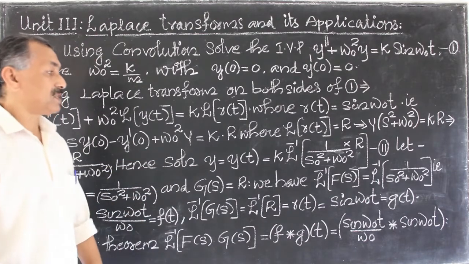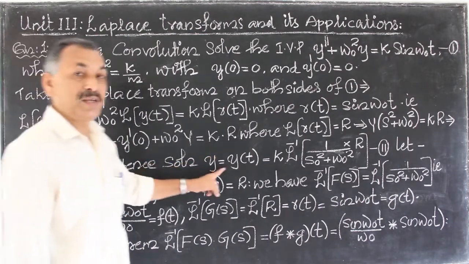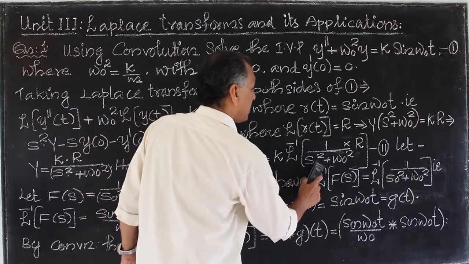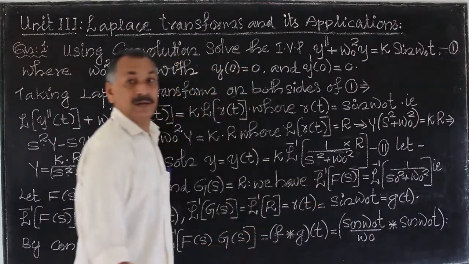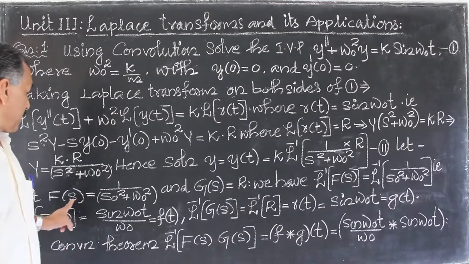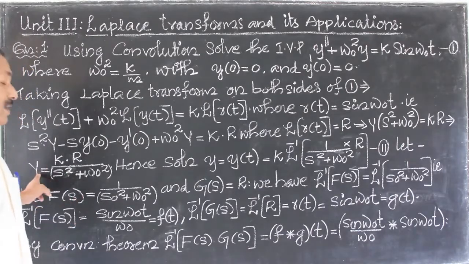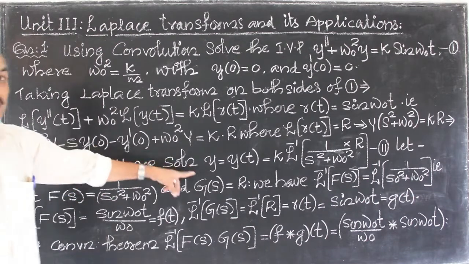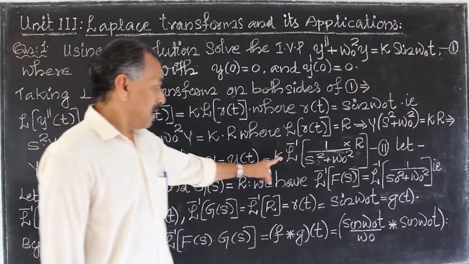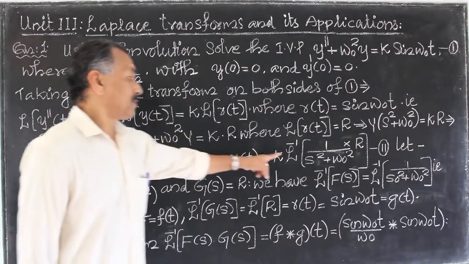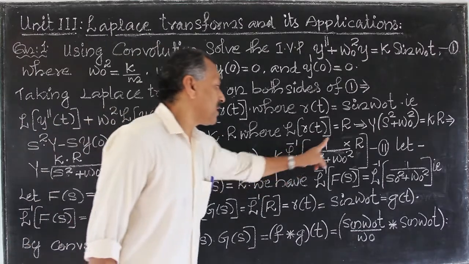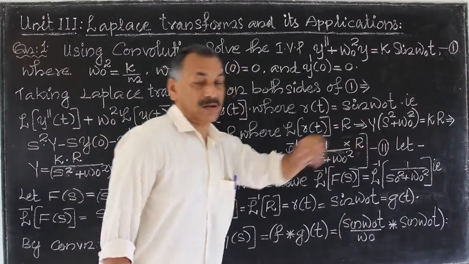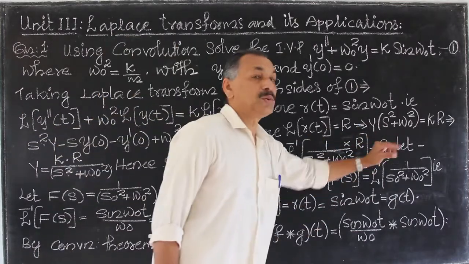Hence the solution is y(t) is equal to the Laplace inverse of Y, that is k times the Laplace inverse of 1 divided by (s² + ω₀²) times capital R. Let this be result 2.